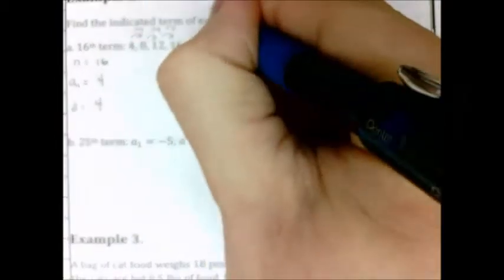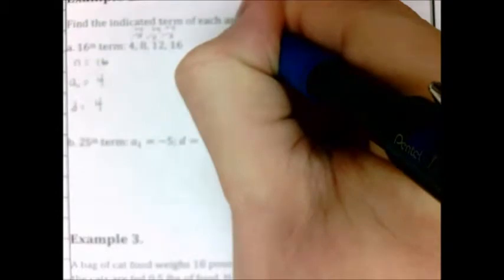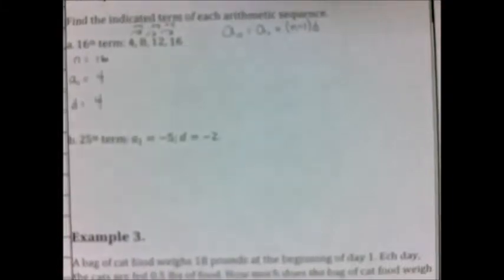And I'm going to write it down just to remind us. a sub n is equal to a sub 1 plus n minus 1 times d. Okay, so that's what the formula is. Now we're going to go ahead and just plug our numbers in and solve that.